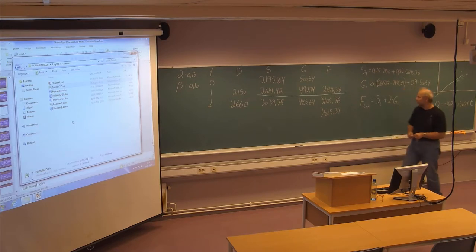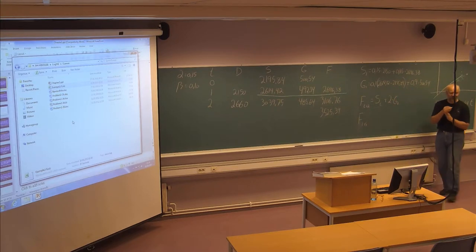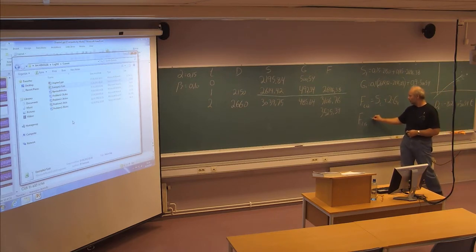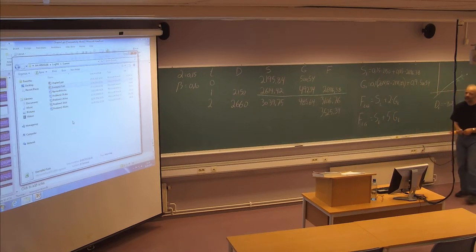So that means that F of T plus 5, in this case forecasting December in July, 5 months into the future, will of course be S_T plus 5 multiplied by the gradient.